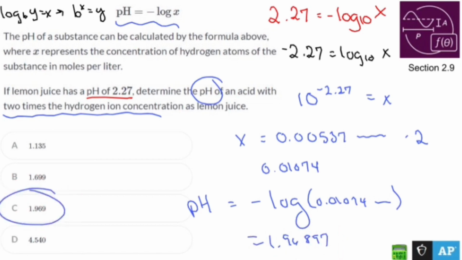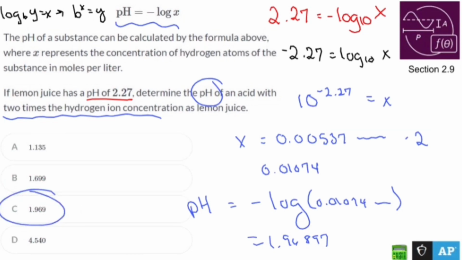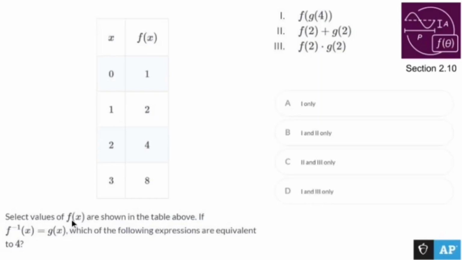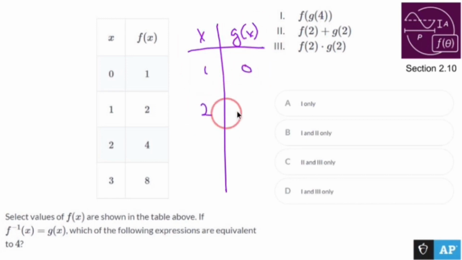So very unique and challenging problem, pretty difficult stuff. Select values of f of x are shown in this table above. If f inverse is g of x, which of the following expressions are equivalent to 4? Let's make a table for g of x. If g of x is the inverse, all I have to do is swap them.